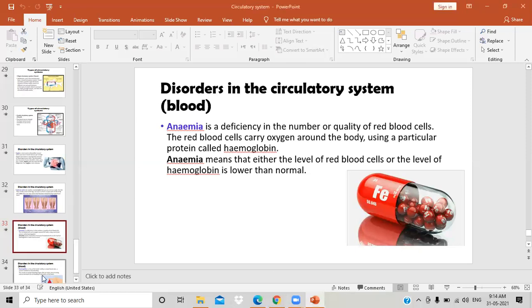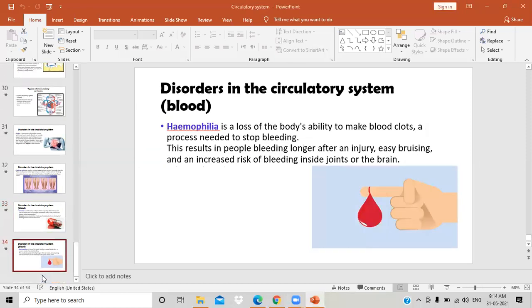Now next, the last one of the circulatory system disorders is something called hemophilia. And hemophilia is a problem where some people cannot stop bleeding. What does that mean? It means that it's very hard for their body to form this kind of clot, which the platelets do.